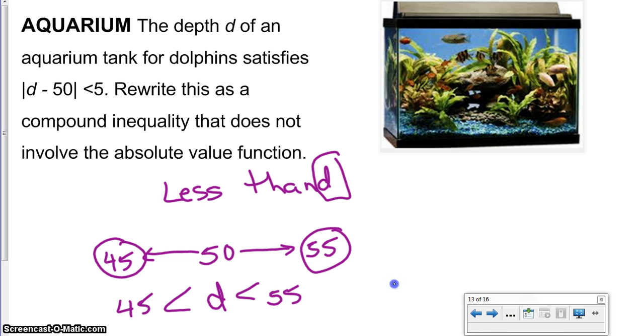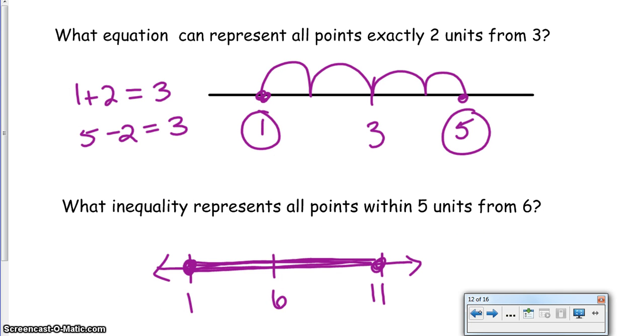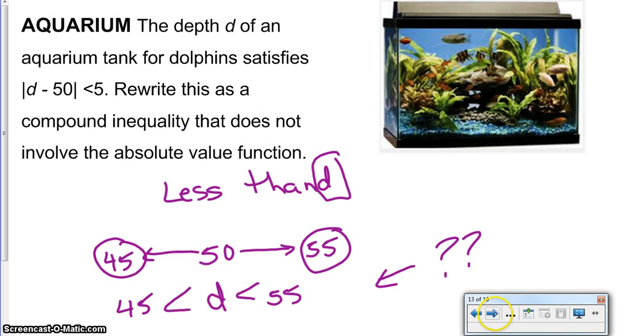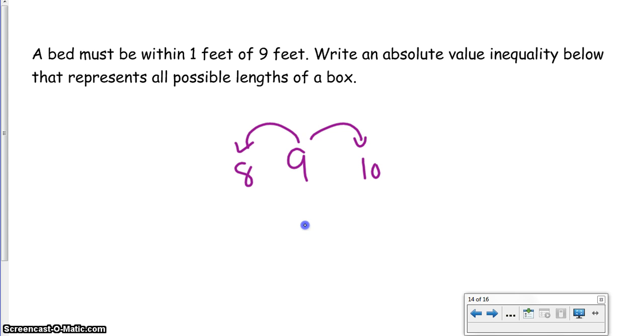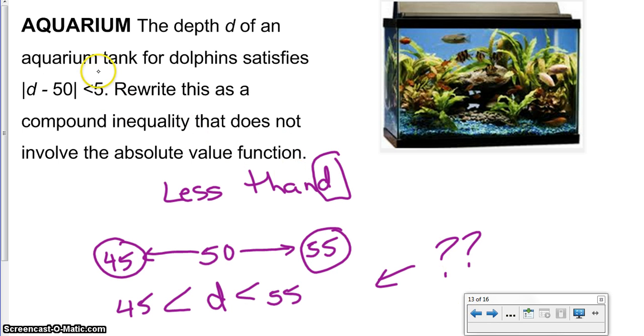Oh, I'll bet that this right here might help me with those 2 problems there. A bed must be within 1 foot of 9 feet. Okay, here's 9. Here's 10. Here's 8. Oh, the bed has to be less than 10, greater than 8. Can you look at this problem and see if you can write the absolute value inequality?